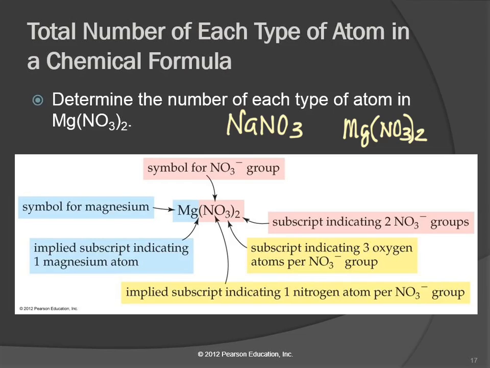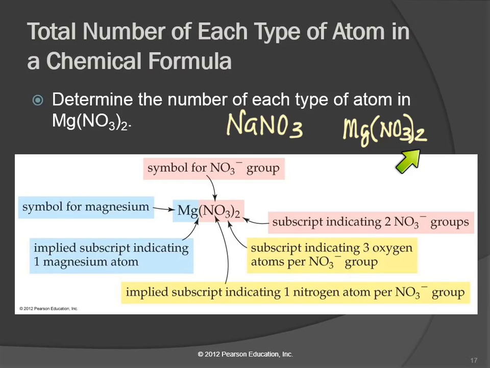But if we have more than one, we have to put parentheses around it and put the number on the outside. So if we have 2 of these bundle packs, how many nitrogen atoms are there? 2. How many oxygen atoms? 6. So it's a little bit like distributing in math.